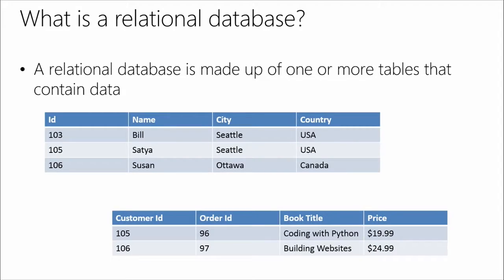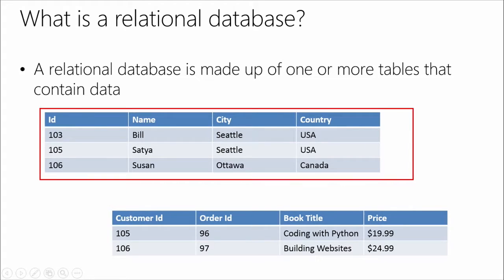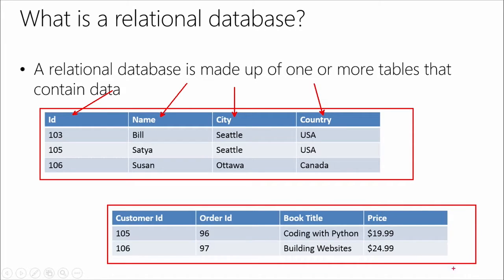So relational databases are made up of one or more tables that contain data. If we take a look here, I've got two tables. The first table is my customer table, if you will. For each customer, I've got an ID, a name, a city where that person lives, and the country where that person lives. And then I also have an orders table, which is keeping track of the orders each customer placed.